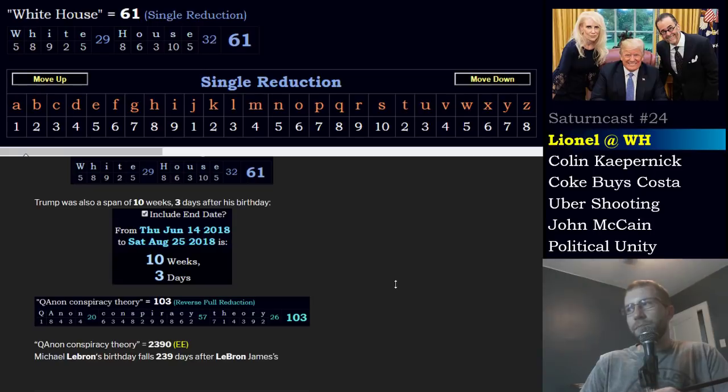This single reduction method, by the way, the only difference between full reduction and this is the letter S, which is why it's often called the S exception. The letter S, the 19th letter, 1 plus 9 is 10, just one reduction.